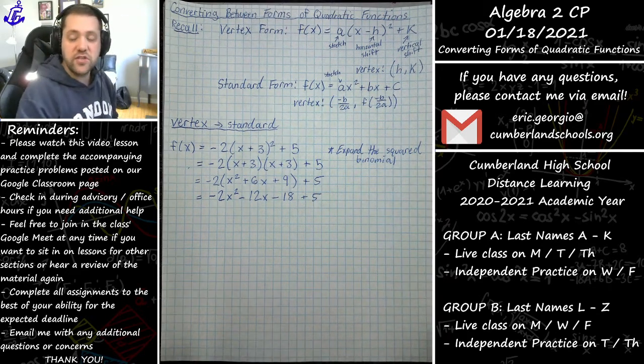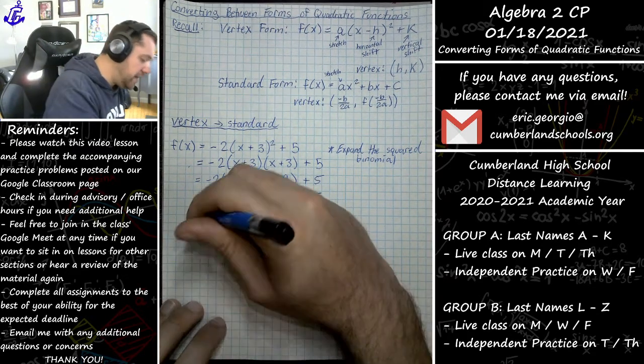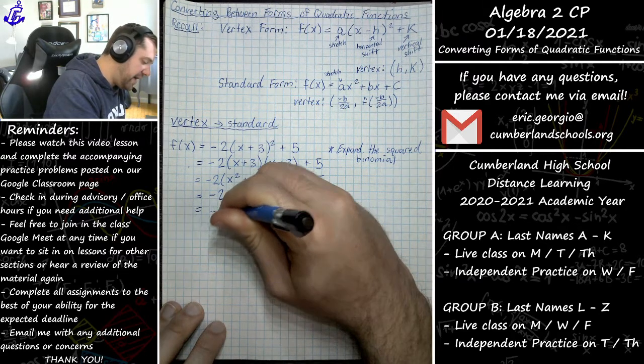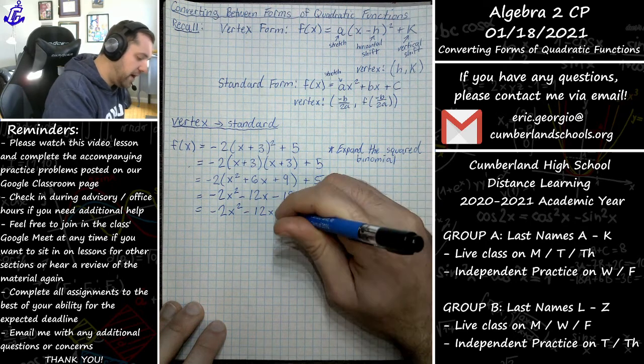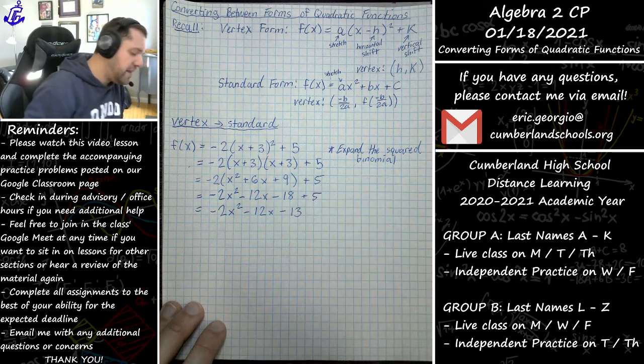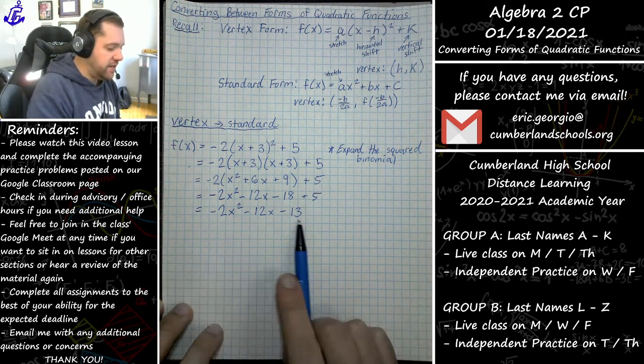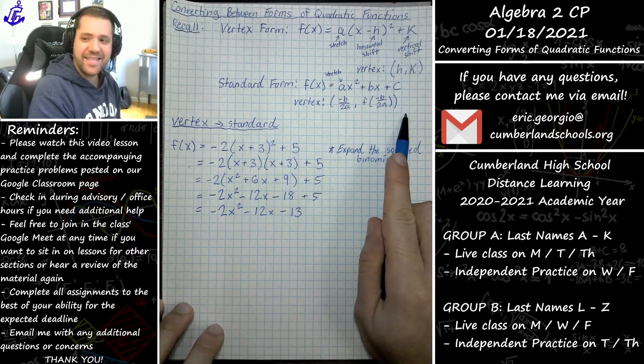And lastly, we can just combine these like terms at the end and say that this is negative 2x squared minus 12x, and negative 18 plus 5 minus 13. And now, if you take a look, our function is written equivalently in standard form.